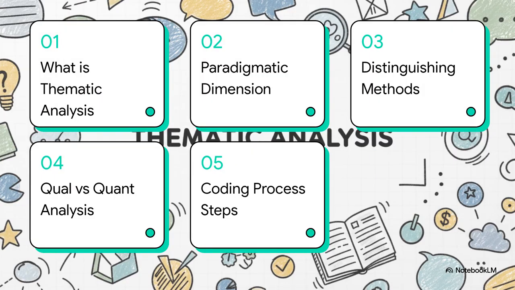To make sure we cover everything you need for the syllabus, here's our quick roadmap. First, what is thematic analysis? Second, the paradigmatic dimension. Third, distinguishing it from other methods. Fourth, qualitative versus quantitative analysis. And finally, the steps in the coding process.